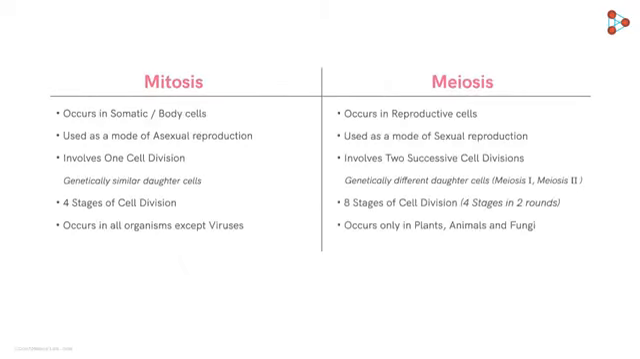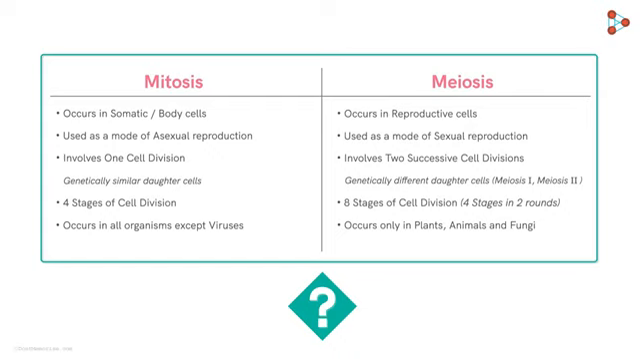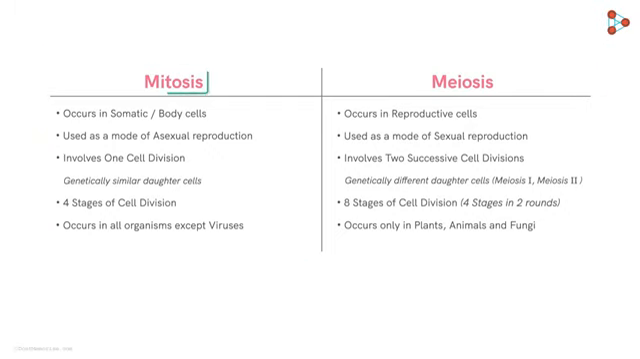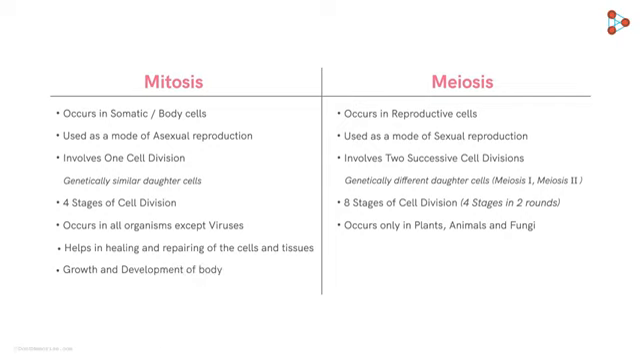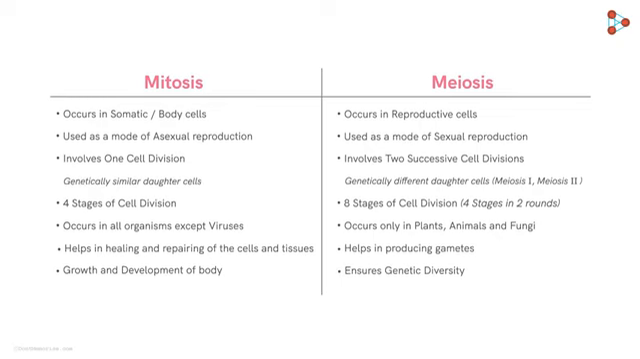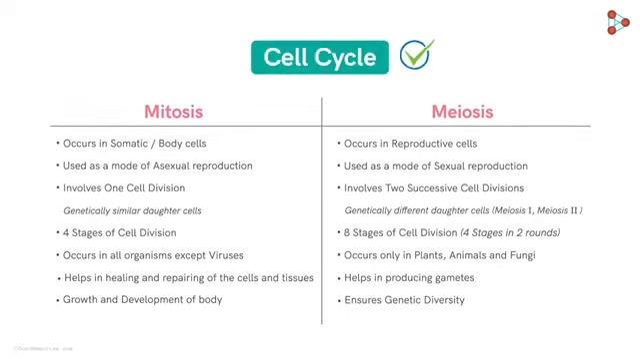Before signing off, tell me one thing. Have you ever wondered what important tasks these two processes perform in our body? Well, mitosis helps in the healing and repairing of the cells and tissues of our body. It's also responsible for the growth and the development of the body. Meiosis, however, helps exclusively in producing gametes. This ensures genetic diversity. And with this, we come to an end of the concept of cell cycle.